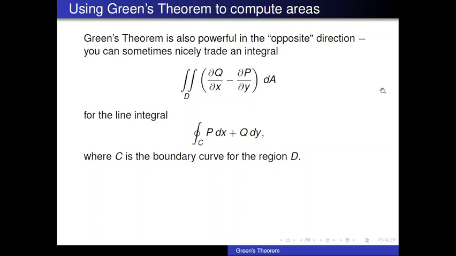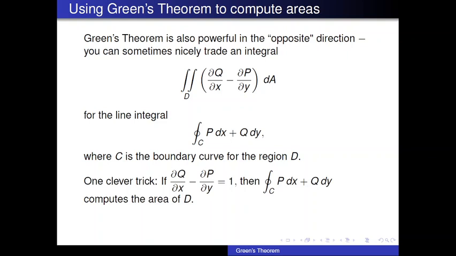Namely that maybe computes some area for us. This is a sort of clever trick: if we can select a vector field, P and Q, whose difference, the partial derivative of Q with respect to x minus the partial derivative of P with respect to y, equals 1, then the line integral over the boundary of P dx plus Q dy will compute, by Green's theorem, the double integral over D of the constant function 1 on D. But we know that that is the area of D. So we can compute the area by doing this line integral.